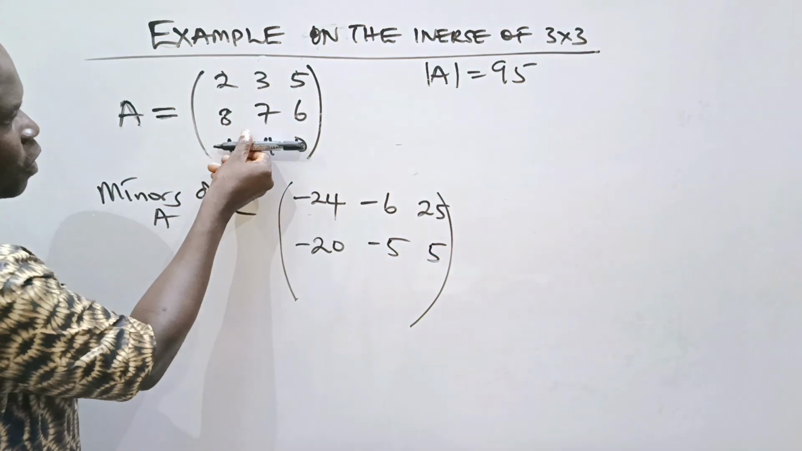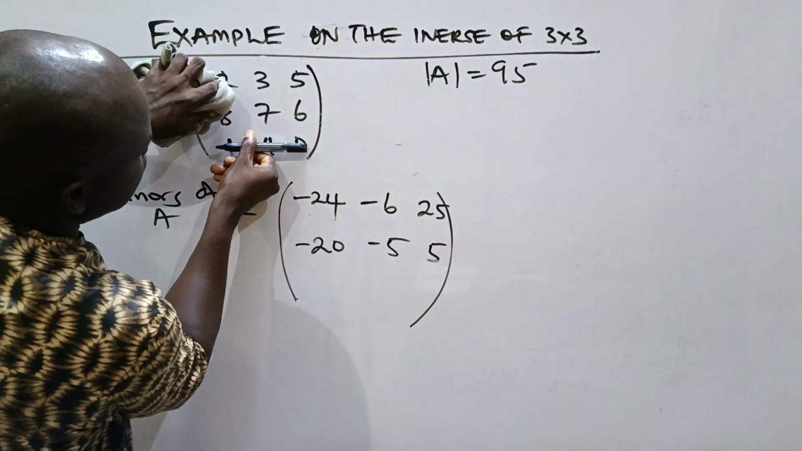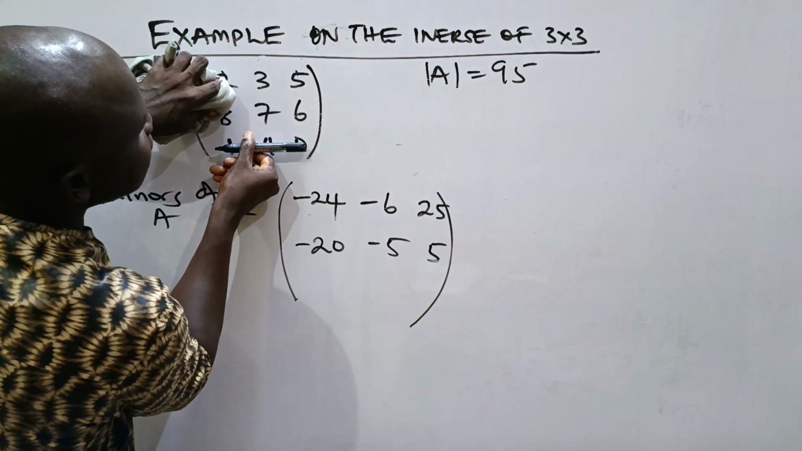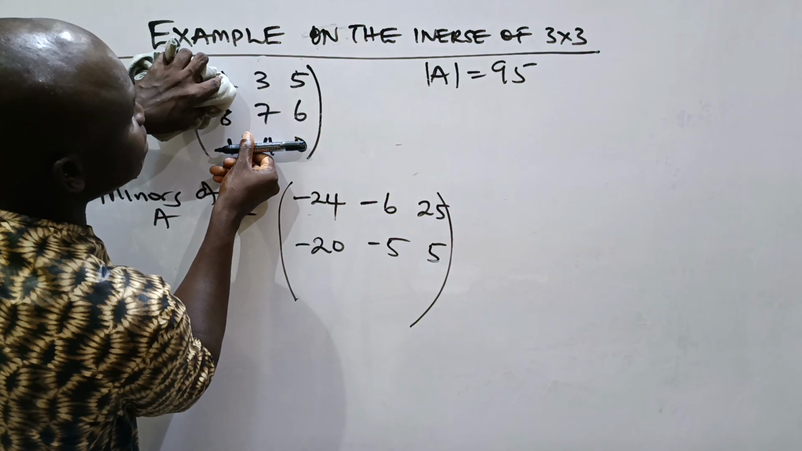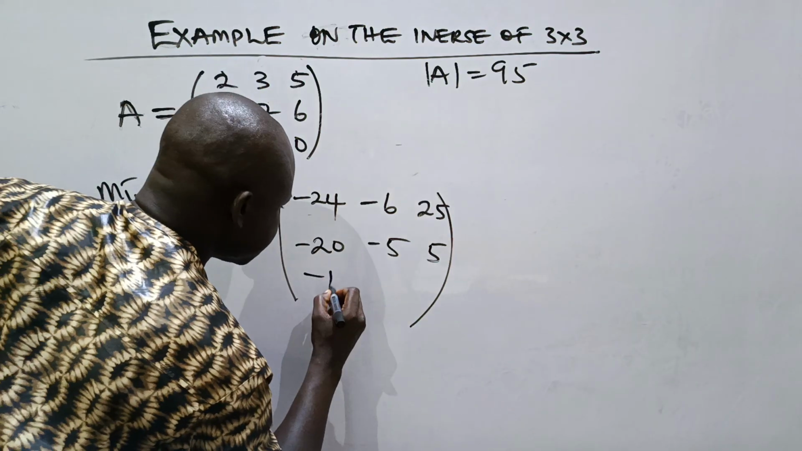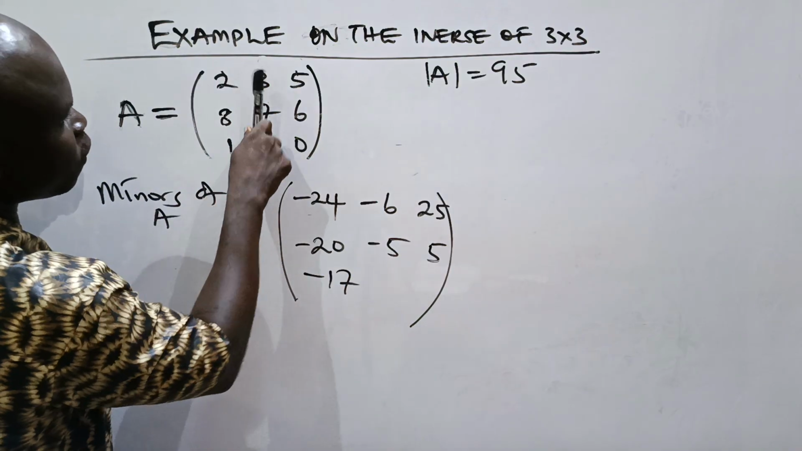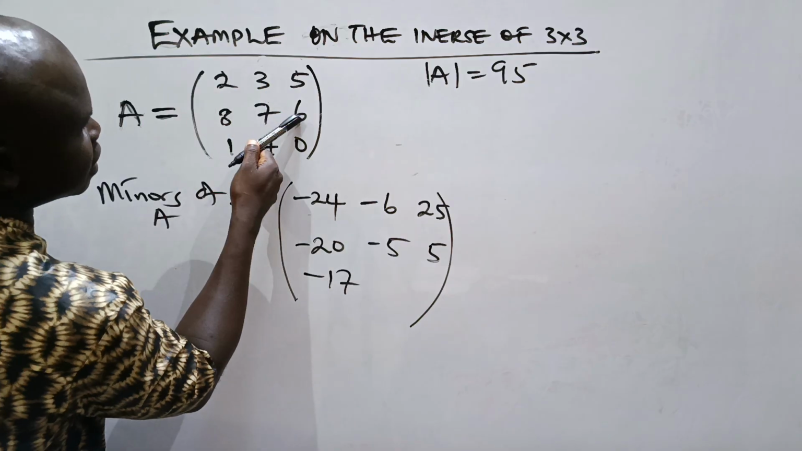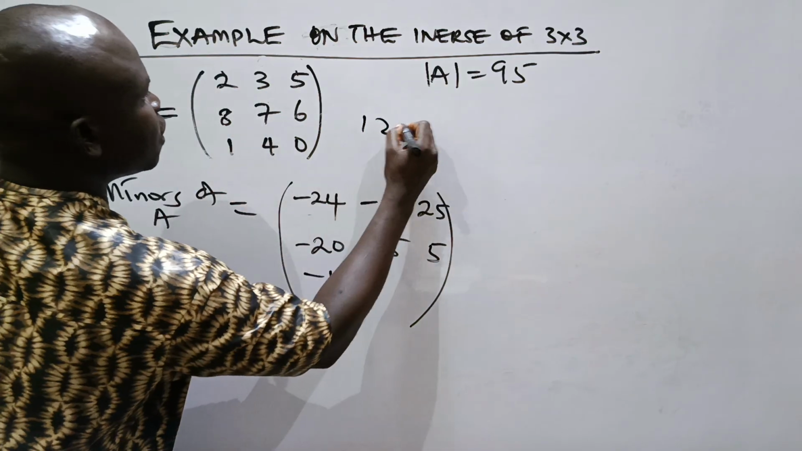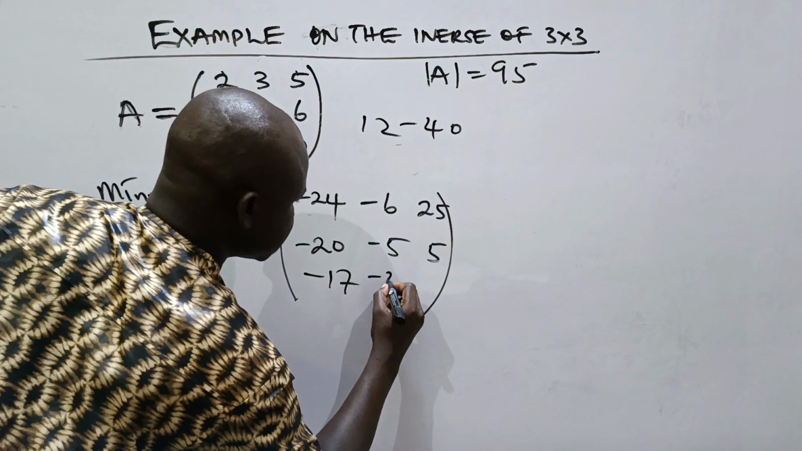I'll come to the last row. Pretend as if I cover these two. I will have 6 times 3, 18, minus 7 times 5, 35. 18 minus 35, that's minus 17. I will cover the first column. Last row, first column. That will be 2 times 6, 12, minus 8 times 5, 40. That will be minus 28.